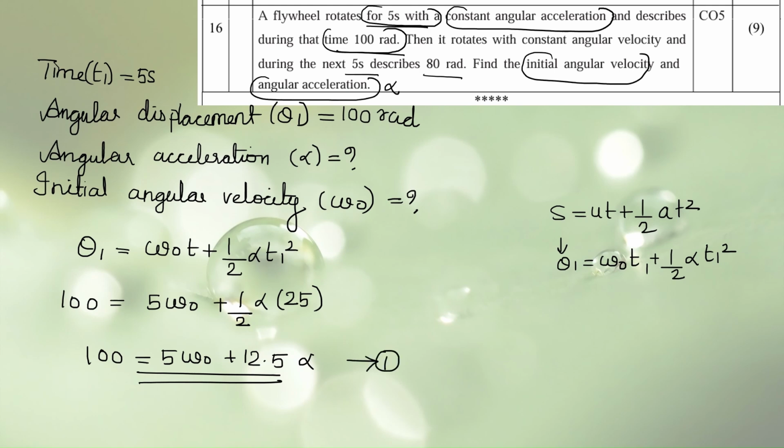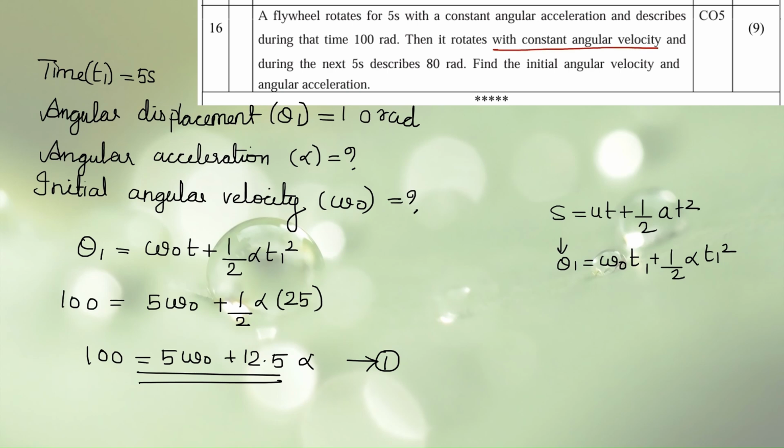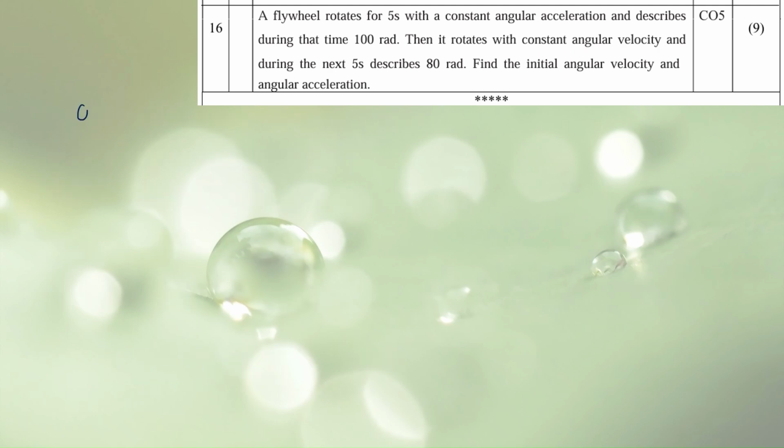Okay. Next, in this question, they have given that in the first 5 seconds they have a constant angular acceleration and it describes 100 radian. Then it rotates with a constant angular velocity. Okay, then it rotates with a constant angular velocity. So let's look at the next part. And we have a constant angular velocity for the next 5 seconds.